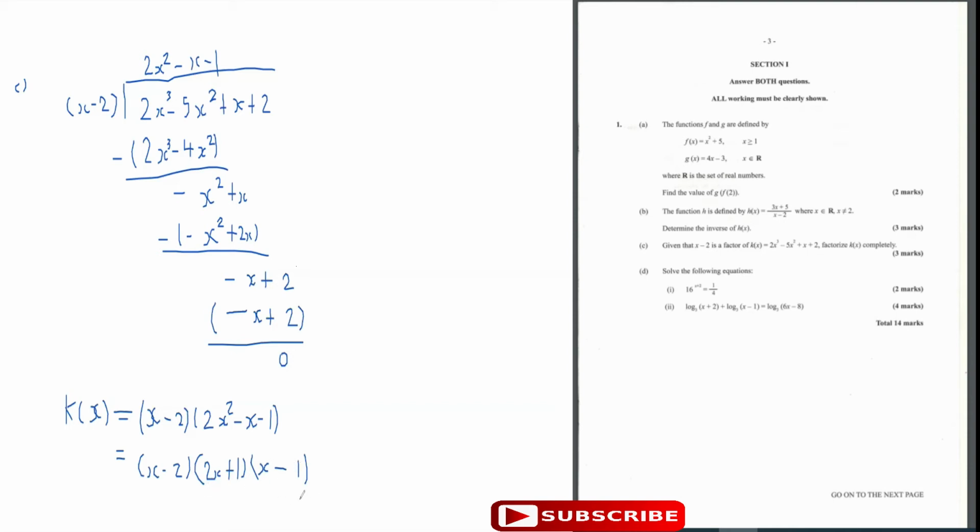And so this is k of x when we factorize it. Alright, so this is k of x fully factorized. So that's the solution. Nice and easy.